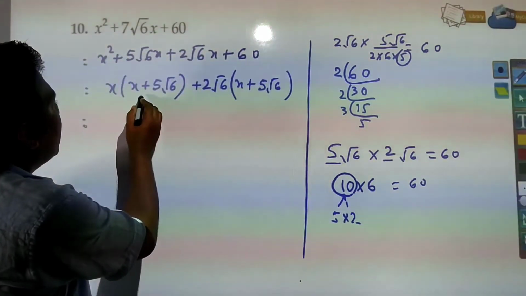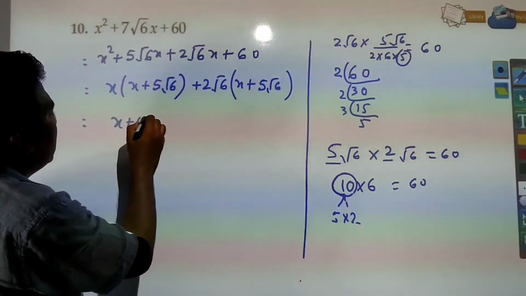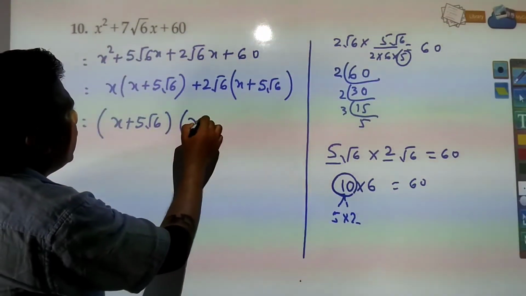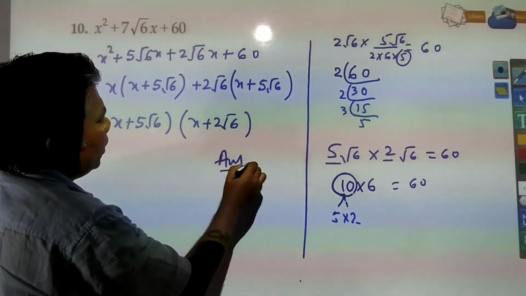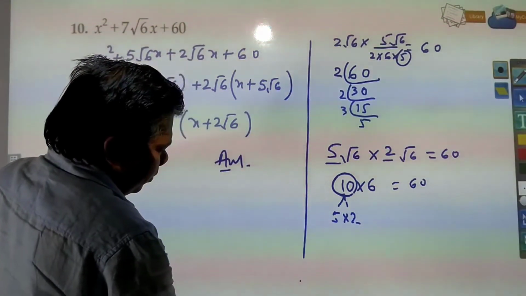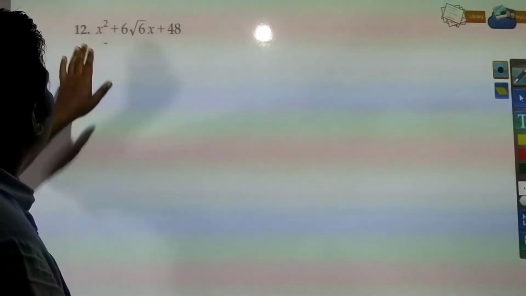Now you have common x plus 5 root 6 and x plus 5 root 6. And here you will be left with x plus 2 root 6 and this will be your answer. Next we will see. Next question we have taken, question number 12.